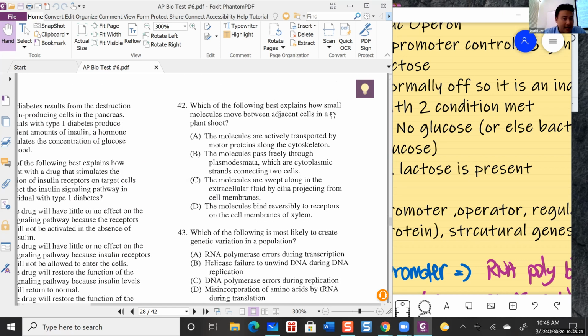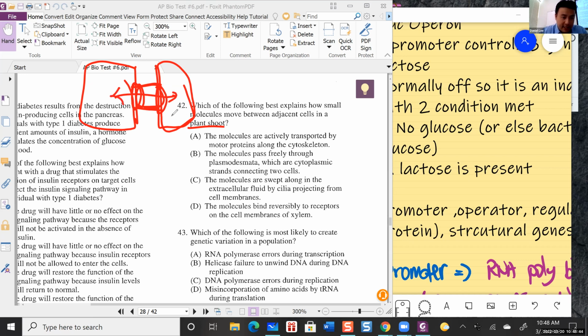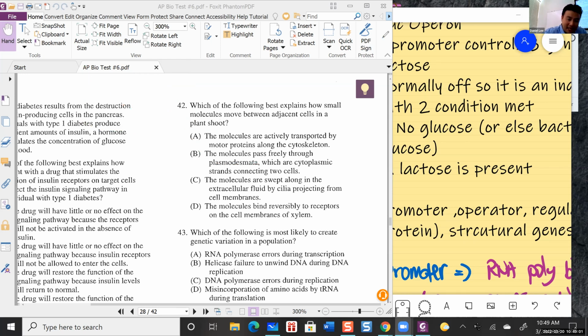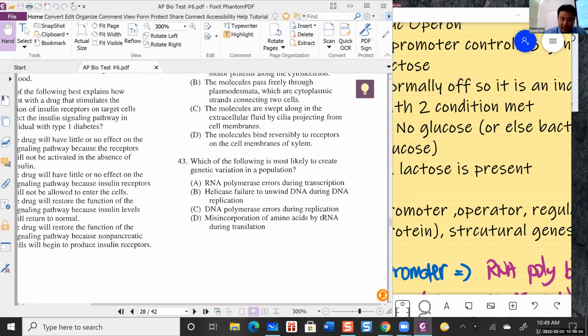Which of the following best explains how small molecules move between adjacent cells? Now, in plant cells, they use plasmodesmata. So plasmodesmata is the communicating junction that is basically a protein channel between two plant cells. There's a hole built into the cell wall, so things can 100% move between two plant cells. So the answer is B. If you know what plasmodesmata is, it's super easy. Okay, animals use gap junctions. The plant equivalent is called plasmodesmata. It's the plant's communicating junction, allows stuff to communicate.